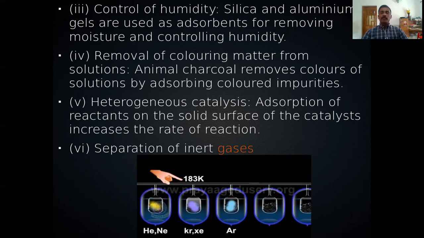Another application, separation of inert gases. Separation of inert gases by adsorption. You can see the figure, just a figure to show the separation of inert gases by adsorption. Helium and neon are adsorbed here. Krypton and xenon are adsorbed here. Argon is adsorbed here. So gases are passing from this side. You can see it. So in that way, inert gases are separated.